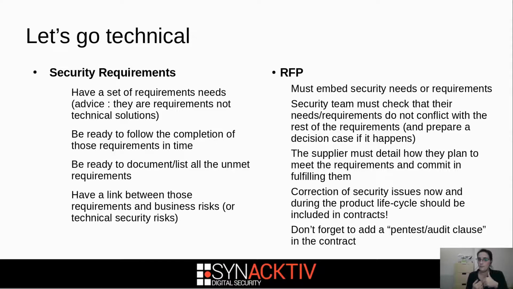So you should have a list of requirements. You should be ready as a product security engineer to follow the completion of those requirements. So you should be able to identify who is going to develop or answer this requirement and how, and you should be able to say, oh, this requirement is actually unmet or partially met because the function is not full, because we had to do a compromise. You're going to have to do compromises.